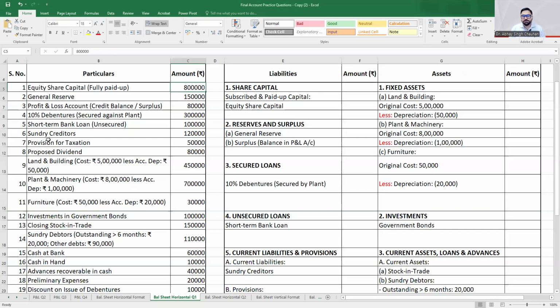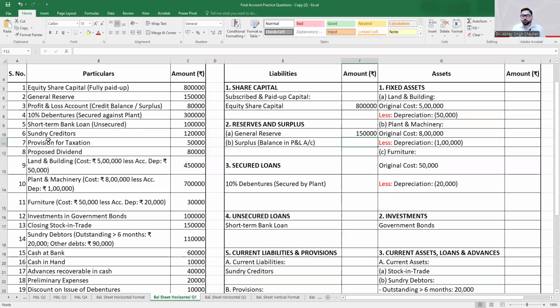We have equity share capital. The amount is 8 lakh rupees, right? If you remember the format, equity share capital is shown under the heading of share capital. So herein we'll write down this 8 lakh rupees, right? Then next is general reserve. The value of general reserve is 1,50,000, right? So just put the equals to sign, go there and click on the tab, and you'll get 1,50,000 over here.